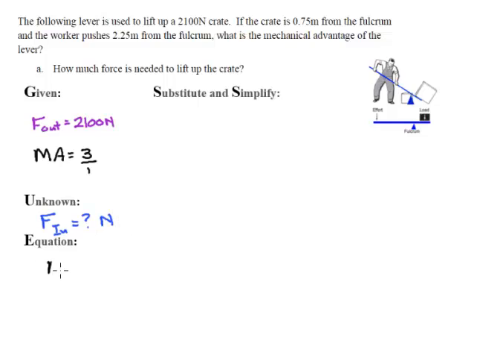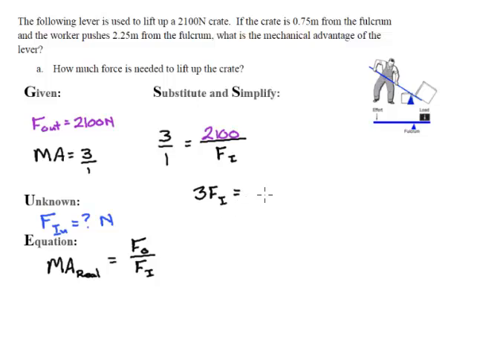And if that is the case, mechanical advantage real equals force out over force in. So, if I substitute numbers for letters, I know that 2,100 newtons divided by force in, but that whole thing needs to be equal to 3 to 1. So if I cross multiply, I get 3 force in equals 2,100, and so I get force in equals, I divide 3 by both sides, 700 newtons.